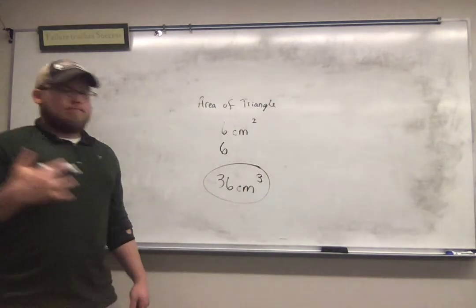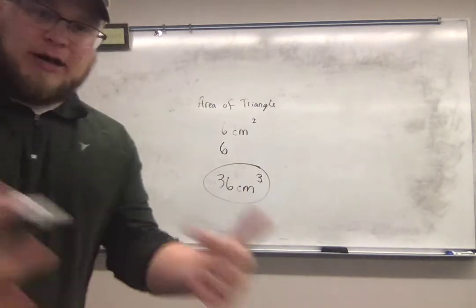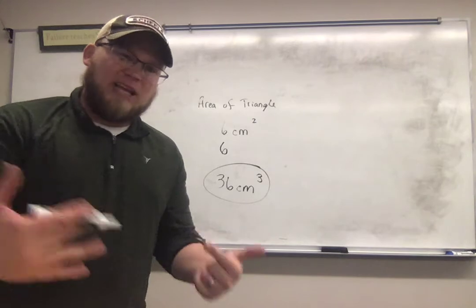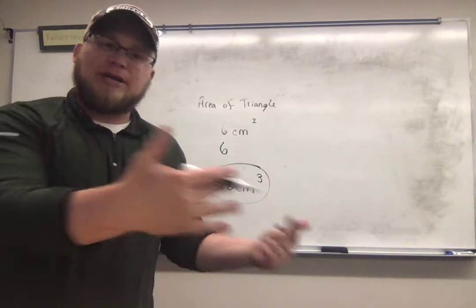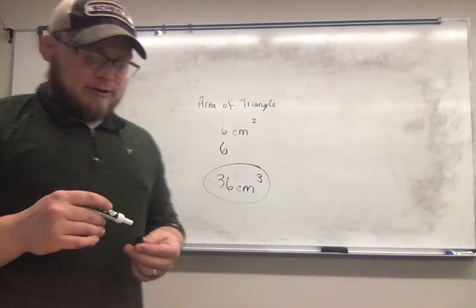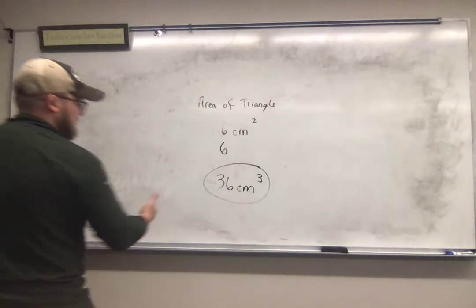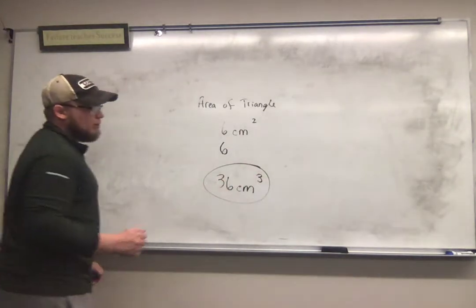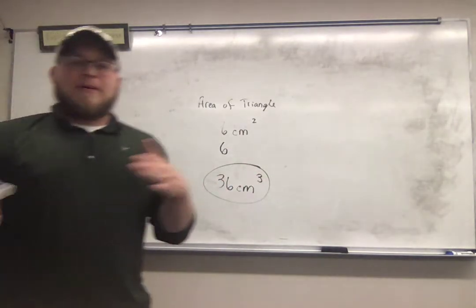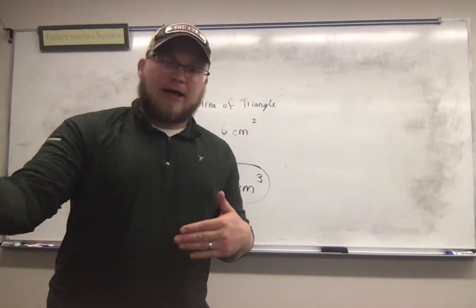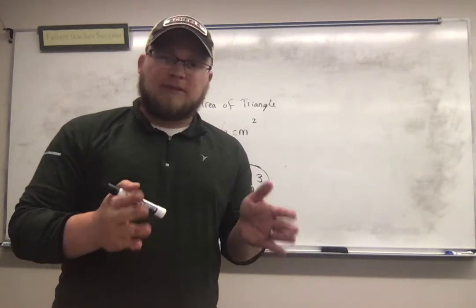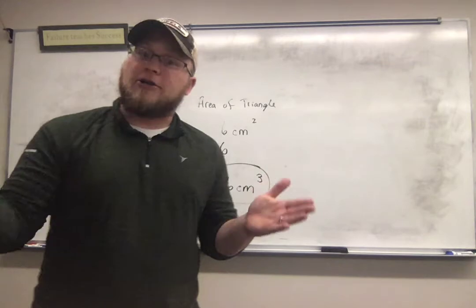That means volume. That's how much stuff or liquid can go into that object. Okay? So you'd say 36 centimeters cubed. Okay? Find the area of the base, times it by the height. Find the area of the base, times it by the length. Depends on how you look at it.